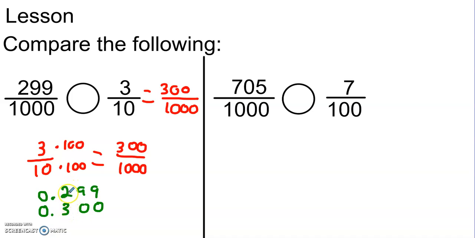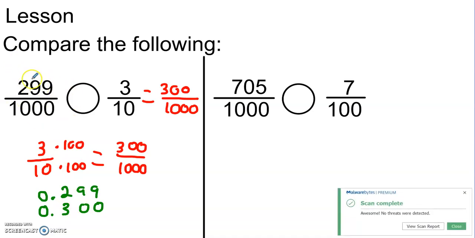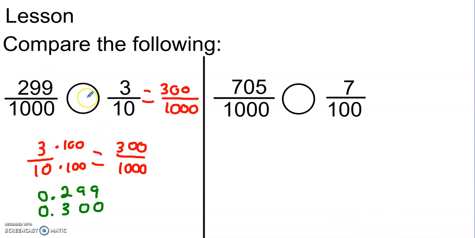Well, which one is larger, which one is smaller? We know that 2 is smaller than 3, and we know that 3 is larger than 2. So I got to pick which way that I'm looking at it. But since the 299 is on my left, I'm going to look at that first. So 2 is smaller than 3. So that means I need to use the less than symbol. So 299 thousandths is less than 3/10. Remember, when we write our final answer, though, it needs to be in the original form, not our working form.